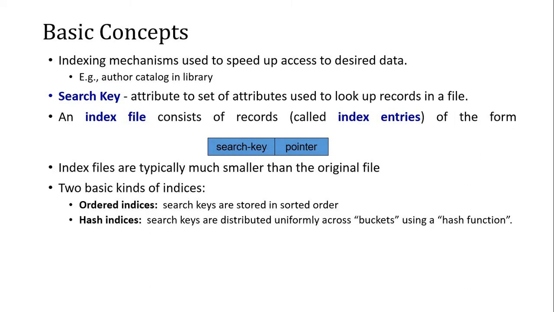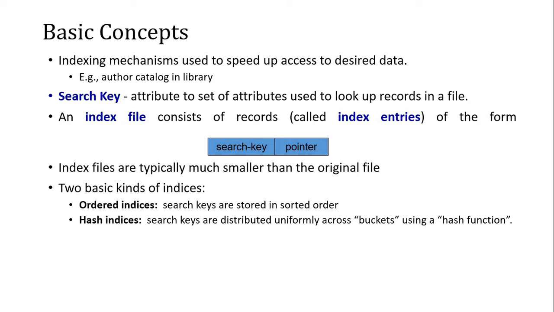So index files are typically much smaller than the original file, as a chapter may be mentioned just in a line, that is, chapter number 6 is located on page 123. So it is much smaller than the whole chapter, right? So indexes are always smaller files, but there are basically two kinds of index. One is the ordered index, and another type is the hash index.